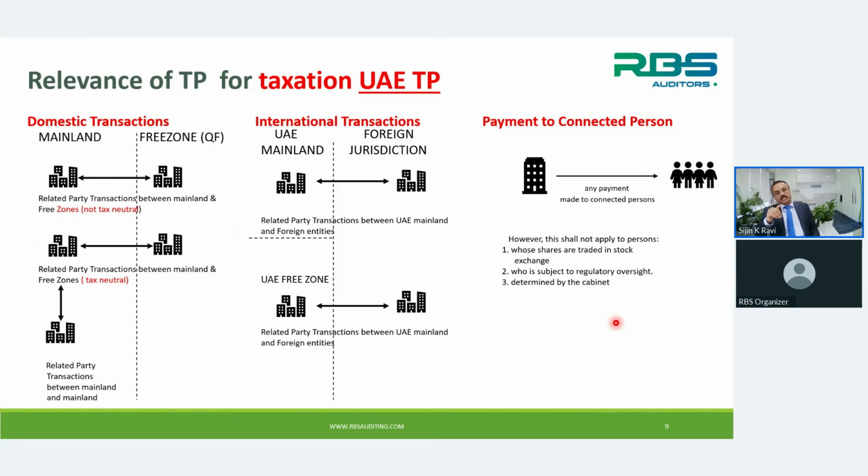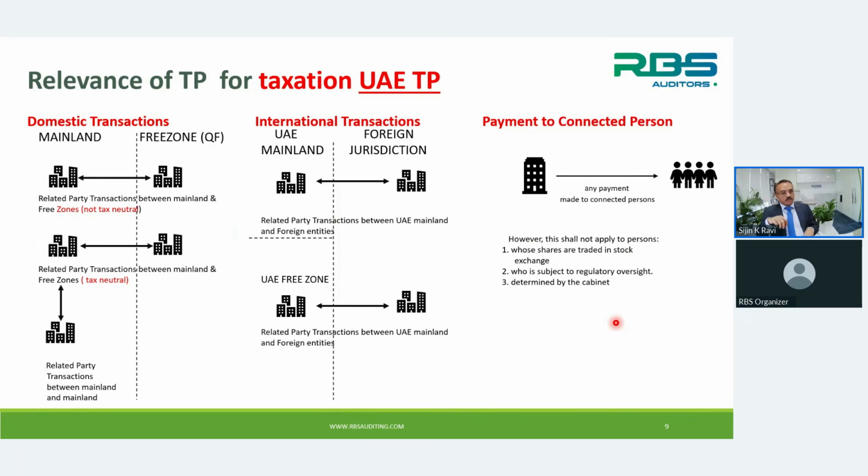Why do domestic transactions come into the picture? For example, you have a company in mainland and a company in a free zone. There is a qualifying free zone with two tax rates. If your company is following its qualifying activities and everything, then the tax rate is 0%, and the mainland tax rate is 9%. So automatically the tendency to move from one free zone to mainland, or mainland to free zone, will be there. To avoid that condition, the UAE TP has added another slide.